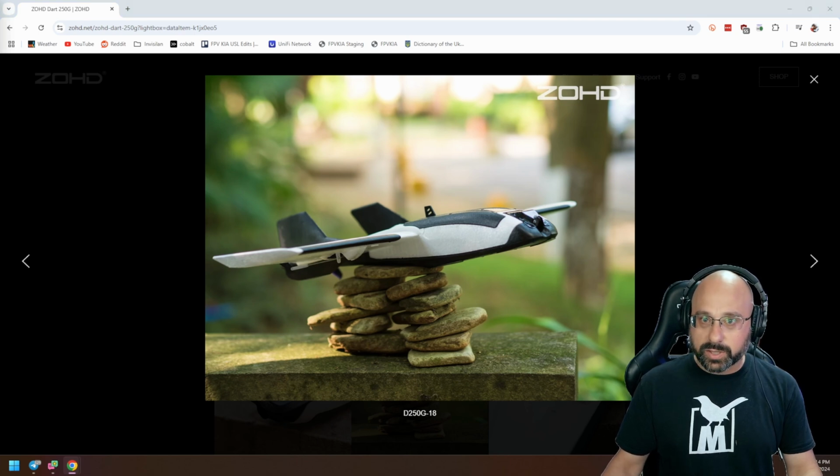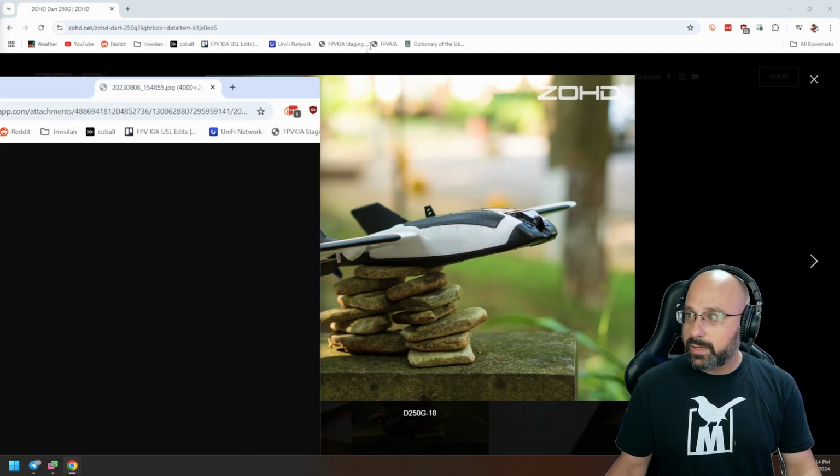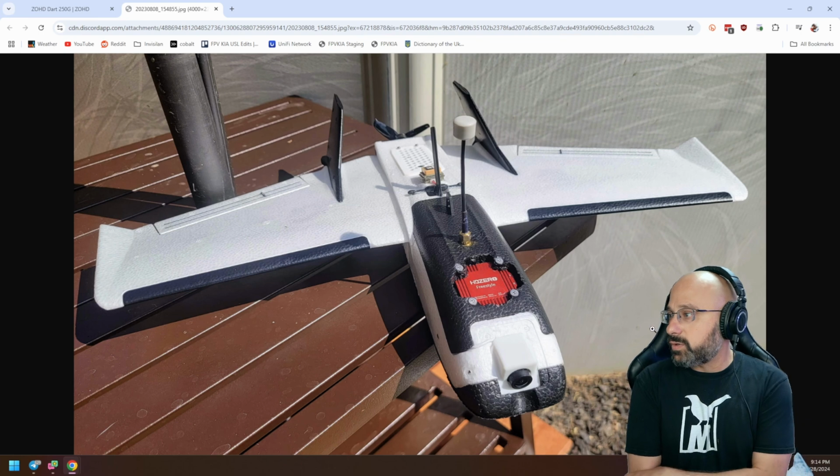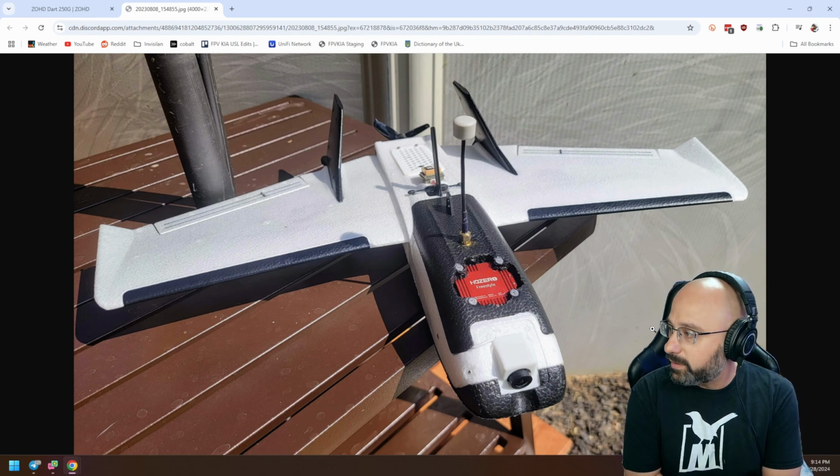This is great. Thank you for sharing this picture. Who shared this picture? John Goblin, thank you for sharing this picture. This is a fantastic approach. Love this approach. That's going to keep that VTX super cool. Love it.